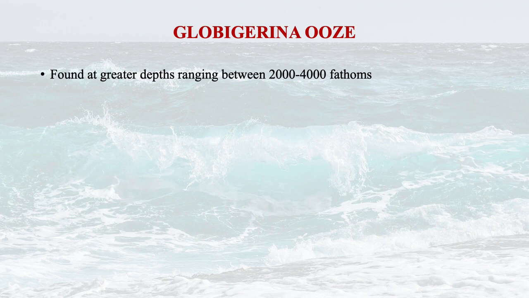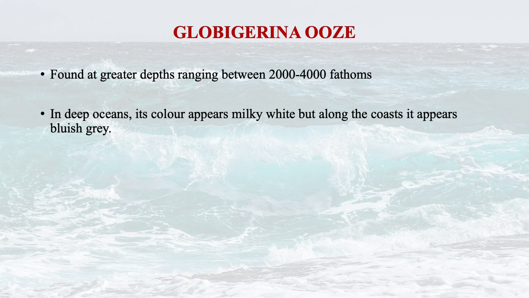They are also found at greater depths between 2000 to 4000 fathoms because they can tolerate both warm and cold waters. In deep oceans, its color appears milky white, but along the coast it appears bluish gray in color.